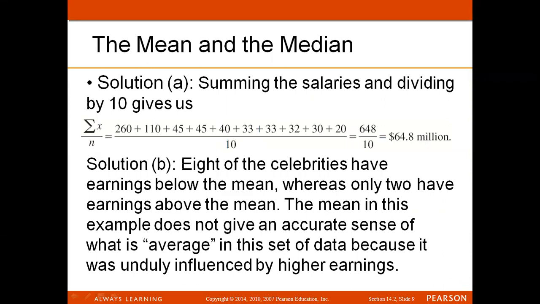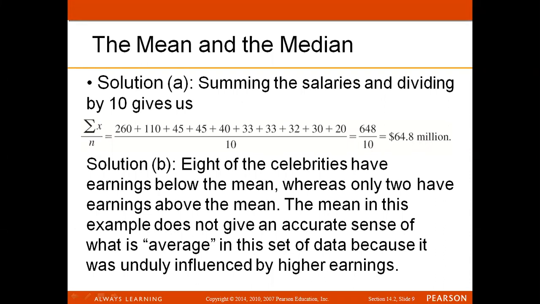Summing the salaries and dividing by 10 gives us a sum of 648 divided by 10, which is an average of $64.8 million. So sigma x divided by n is to sum the x column and divide by the number of celebrities. 648 divided by 10, in terms of the question, yields $64.8 million.